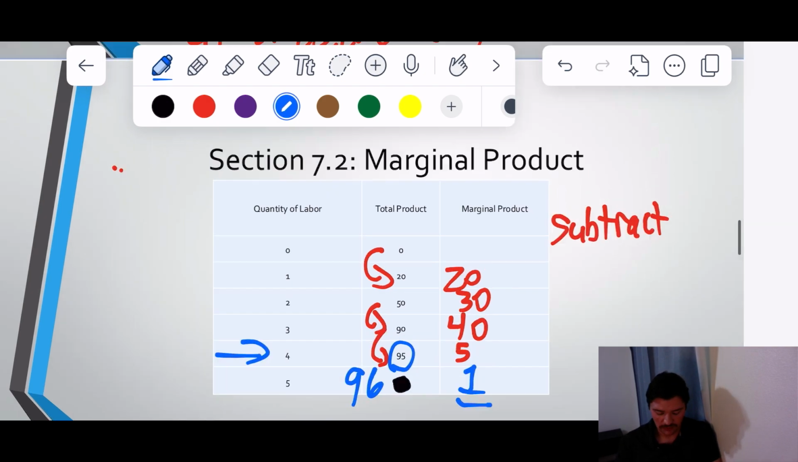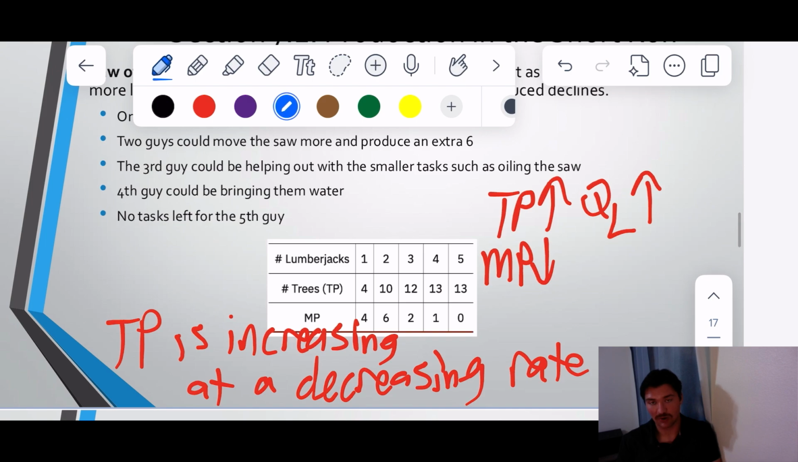Back on this example here, when does the diminishing marginal product start? It starts when you hire the third worker, okay, because you go 4, 6, 2. When you hire the third worker, your marginal product decreased. So that's where that starts, okay?